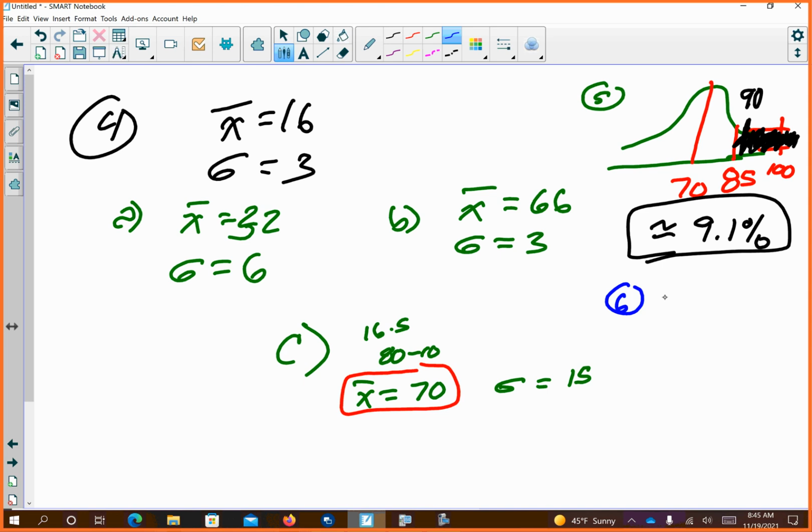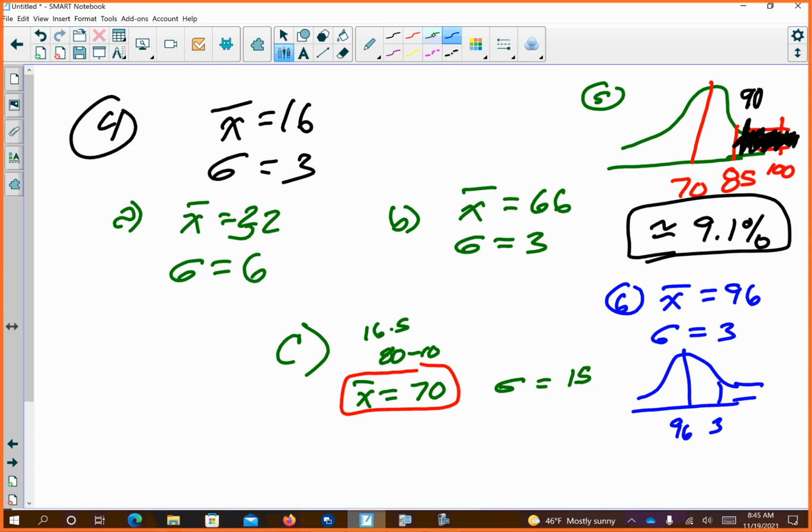Okay? So then I was looking at number 6, and they said the teacher's going to add 80 to every score. So this is going to change my mean. If I add 80, I get to a 96. My standard deviation is still going to stay at 3. So think about what this is doing. If we draw our normal curve, this is going to be 96. Standard deviation is 3. We want to know how many will get a 90 or higher. Well, 90 is like over here. Do you think that this is a much larger area than 9.1%?